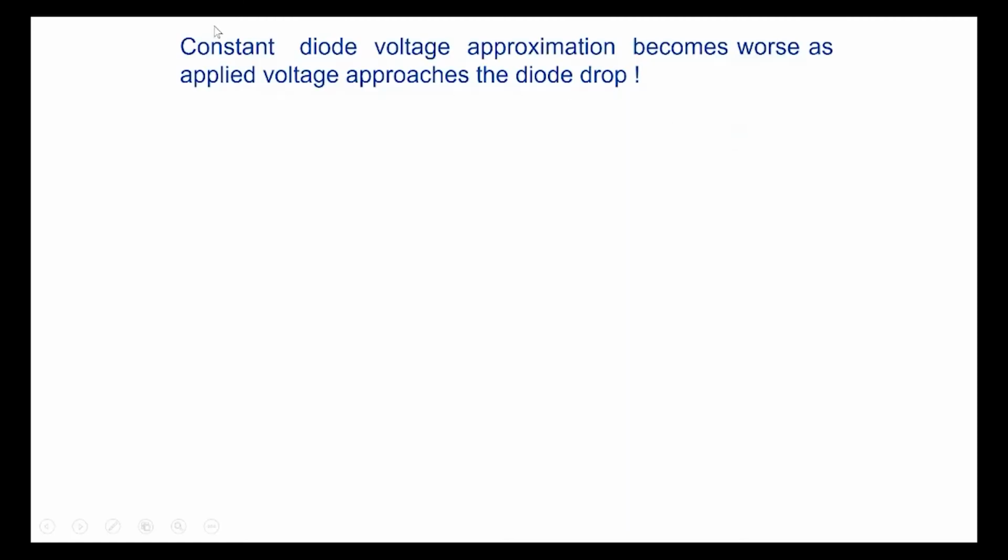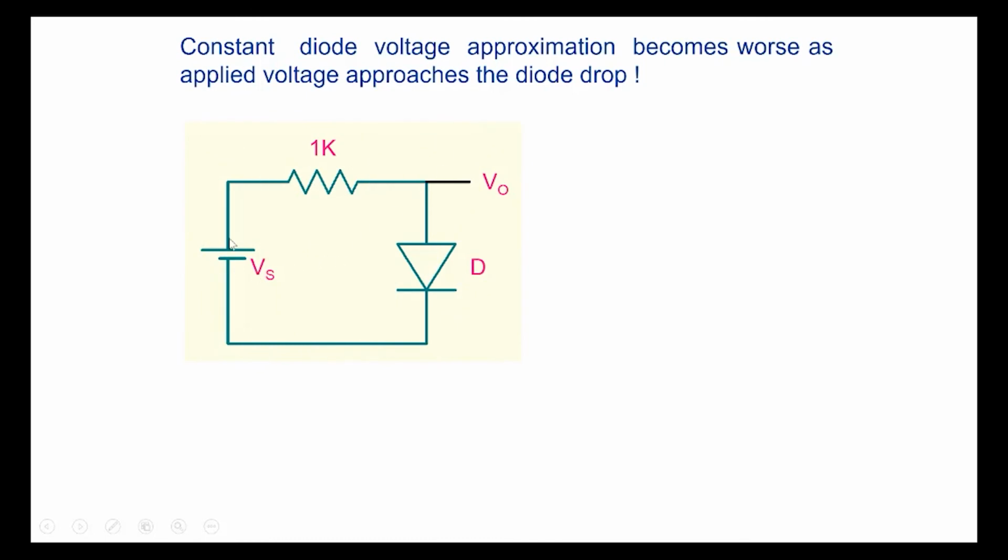The other point is that the constant diode voltage approximation becomes worse as the applied voltage approaches the diode drop. We are assuming that the voltage drop across the diode is 0.7. Well, we know it's not 0.7. It could be 0.6, it could be 0.5, it could be even 0.8. But that error will not matter much if this voltage is, let's say, 100 volts, because we are talking about errors of 0.1 or 0.2 volt. But if this voltage is 1 volt or around that value, then the error will become significant.